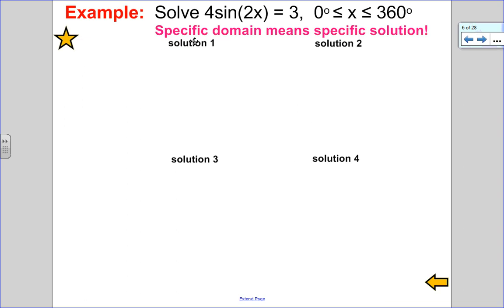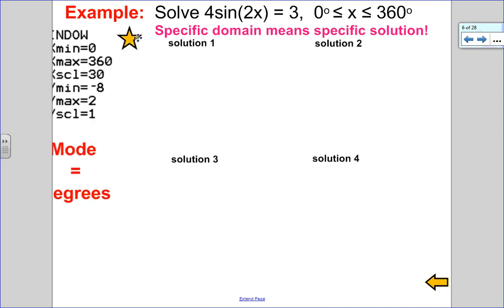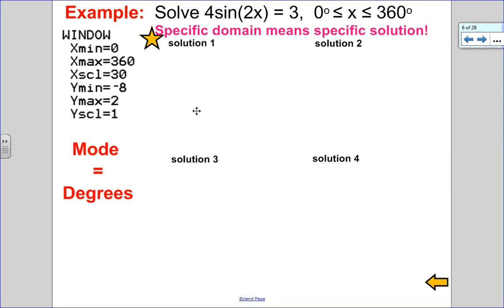So let's look at an example here where I'm solving for sine 2x equals 3 on the domain 0 to 360. So notice I have a specific domain. Specific domain means a specific solution. So I want to only look at solutions between 0 and 360. So you can see here I've set my window setting to reflect the domain restriction of 0 to 360. Because I'm dealing with restrictions in degrees, my mode is in degrees as well.